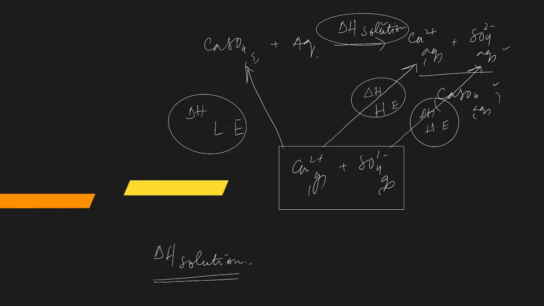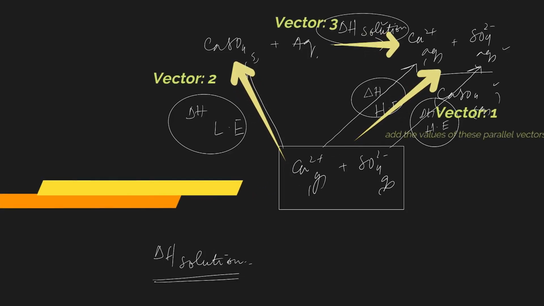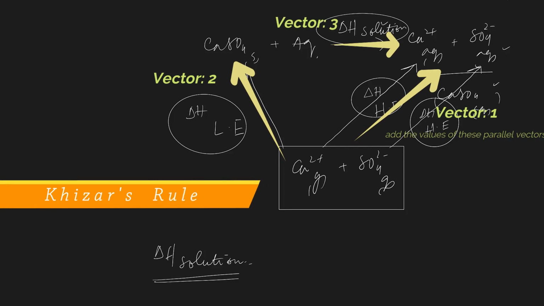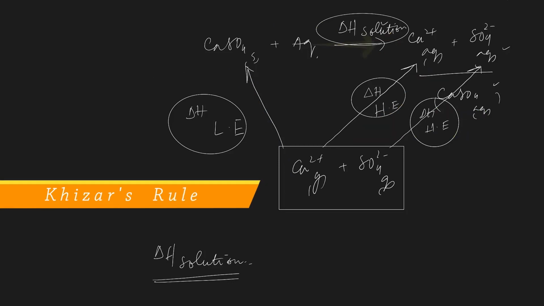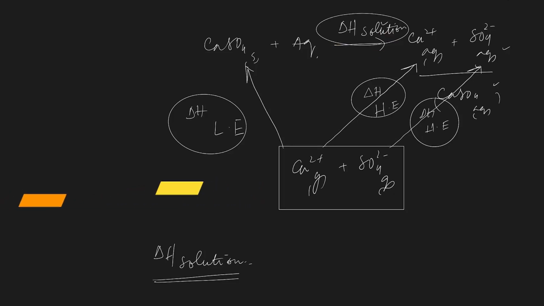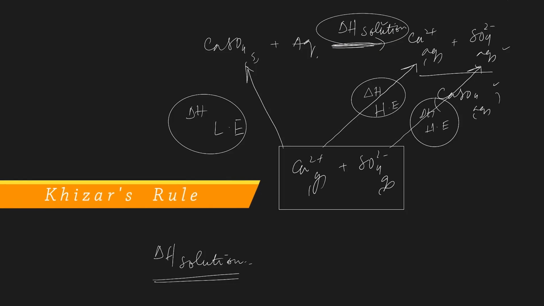treat these three arrows like vectors. And then I am going to find the answer of the vector of enthalpy of solution by making it a resultant vector. This Khizar rule can also be applied for all types of energy cycles. Resultant vector is basically made by the addition of other vectors.